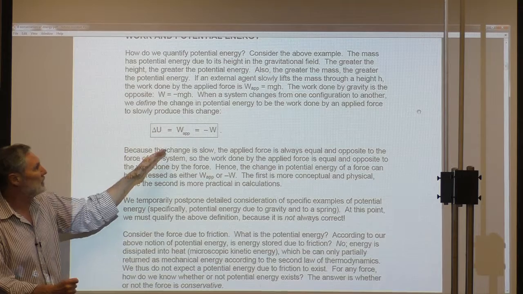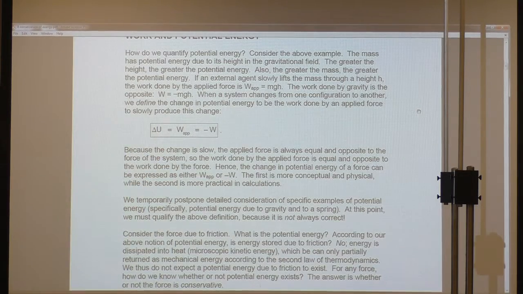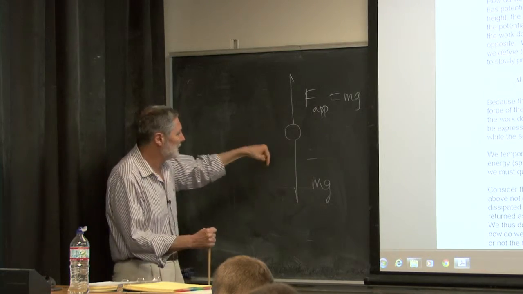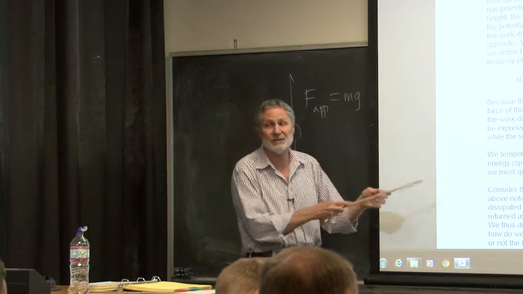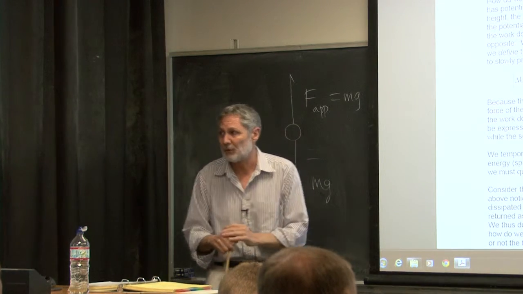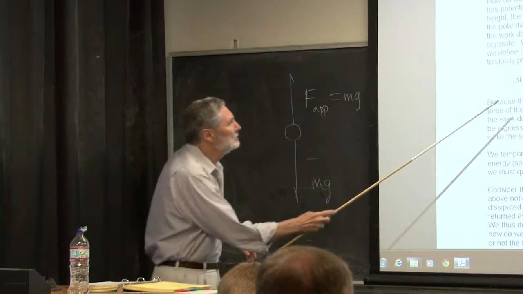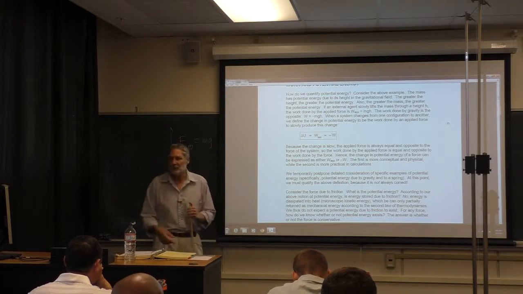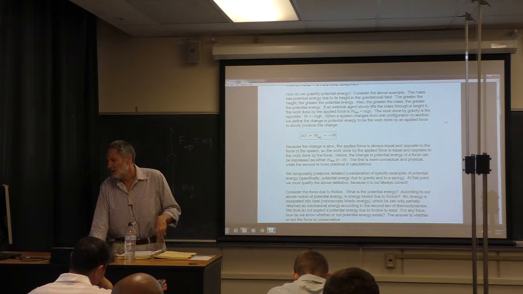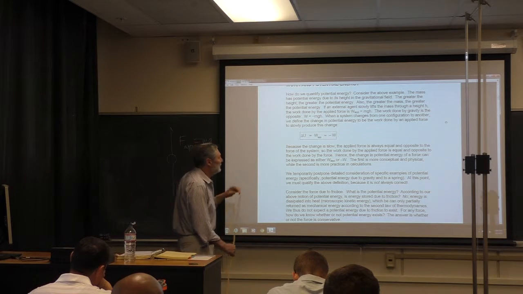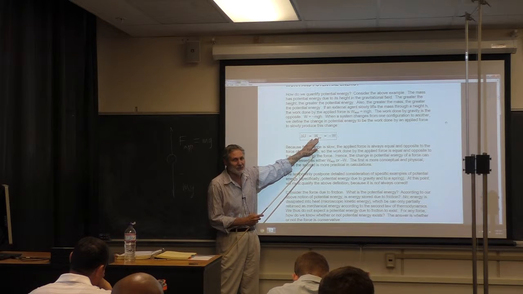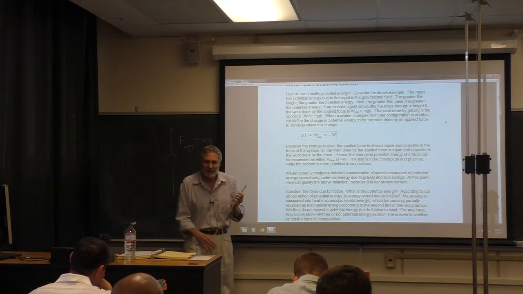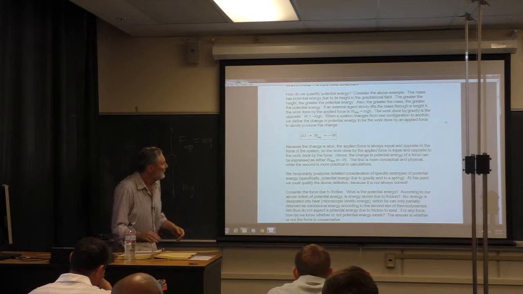Because it's moved slowly, the work done by the applied force is equal and opposite to the work done by the force, in this case mg. So they have to be equal and opposite because the forces are equal and opposite. So the works are going to have to be. So we have these two slightly different perspectives that we'll use here. When we want to be physical about this, this is the physical way. And I think you can probably already tell that, right? And you know where we're headed.